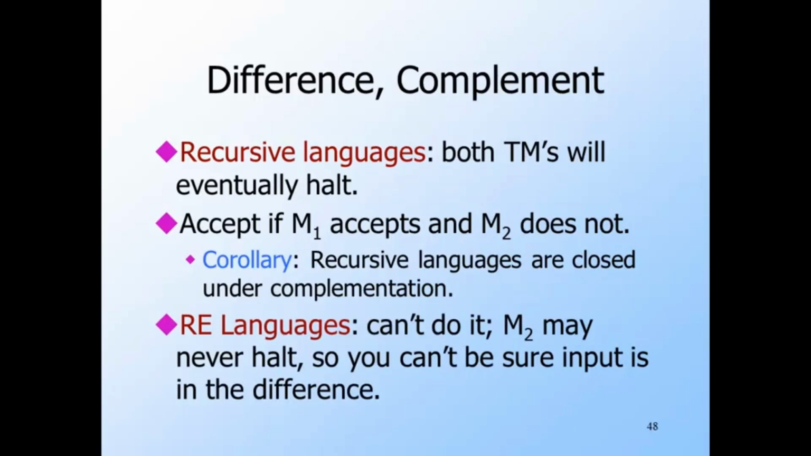Unfortunately, this approach does not work for the recursively enumerable languages. They are in fact not closed under difference or complementation. We'll see a particular recursively enumerable language whose complement is not recursively enumerable soon. But just to see why the construction for recursive languages doesn't work, remember that M2 may never halt. So if M1 accepts, we may never know that the input is in the difference.